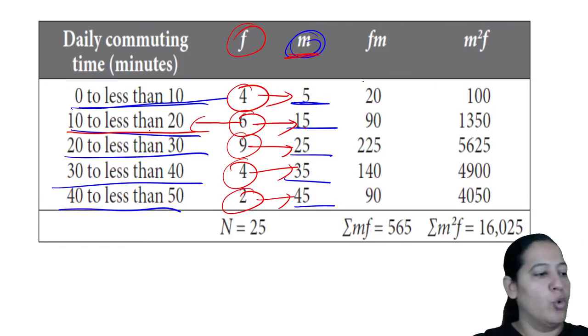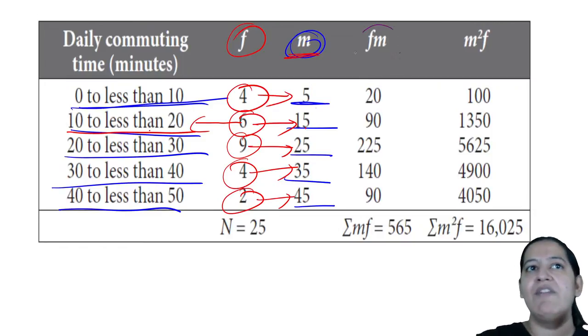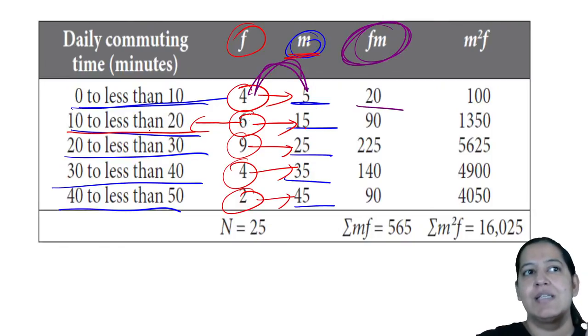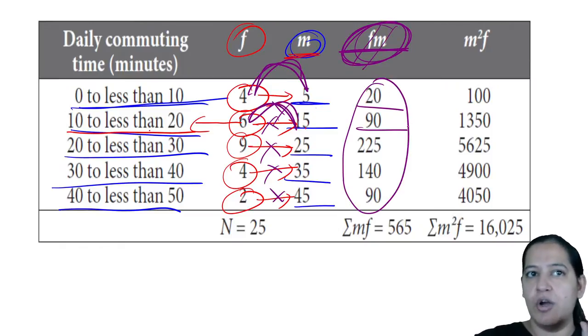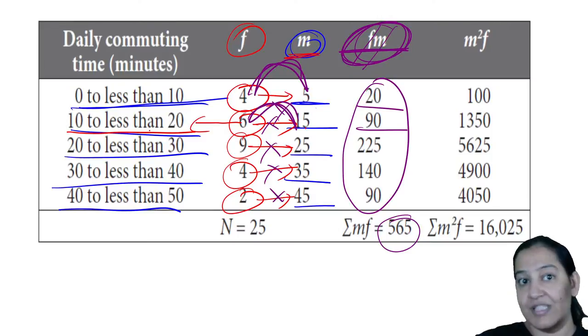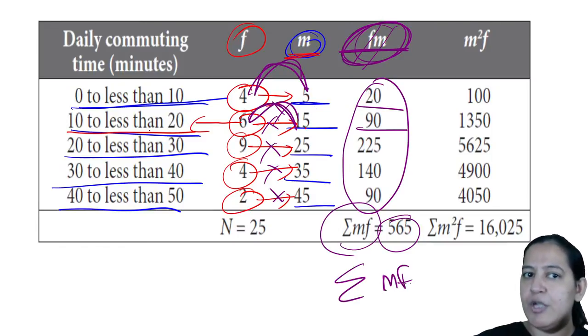Now I have to calculate two things. I will multiply frequency with the midpoint. Multiply 4 by 5, it is 20. 6 by 15, it will be 90. Multiply all of them: M into F, midpoint and frequency. Find these values and do the summation. That is the summation of MF. First find M into F for each row, and do the summation of all of them. Done? That is the first thing.